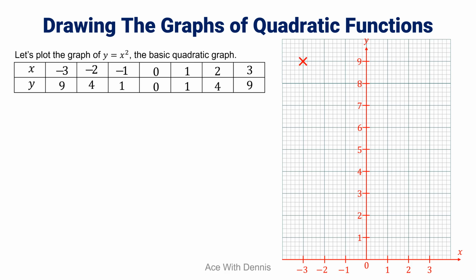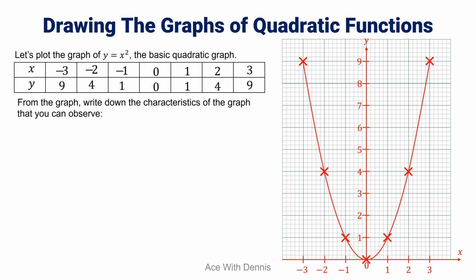Then we can start to plot the points. The first point is negative 3, 9, which is here. Negative 2, 4, negative 1, 1, 0, 0, 1, 1, 2, 4, and 3, 9. So once we have finished plotting all these points, then we can join these points with a curve. So this will be the quadratic graph of y equals x squared.